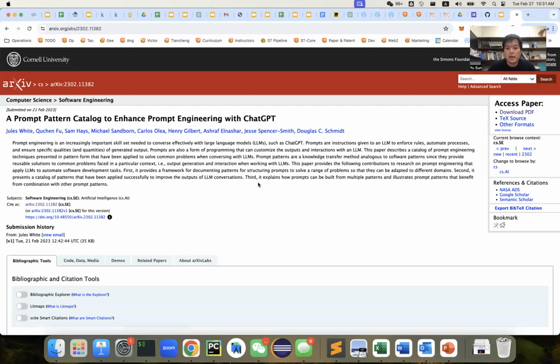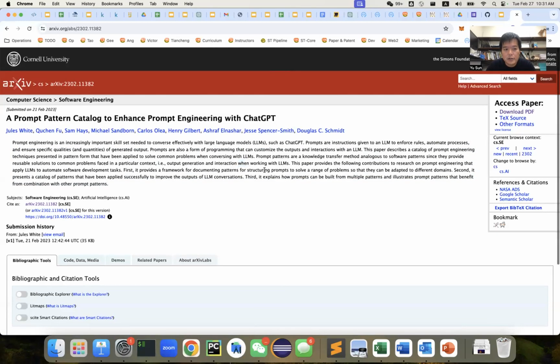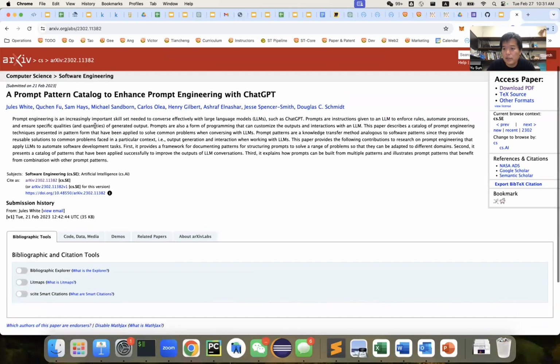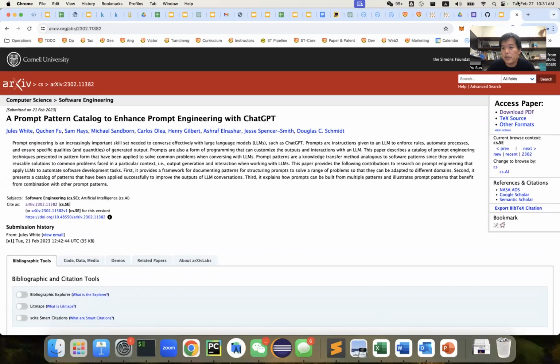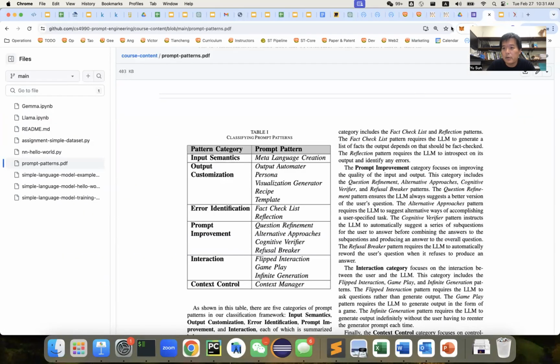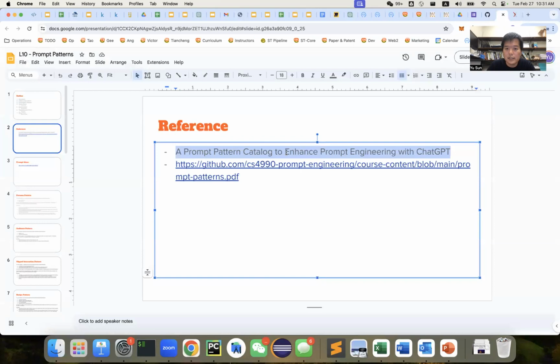This is done also by Dr. Schmidt, and Dr. White is also pretty popular in this field, but they actually wrote this paper very early. You see they submitted in early 2023, only two to three months after the launch of ChatGPT. So this was a very early work that they did to summarize this, and you can find this paper. I also put the paper in the slides. I'll send that later.